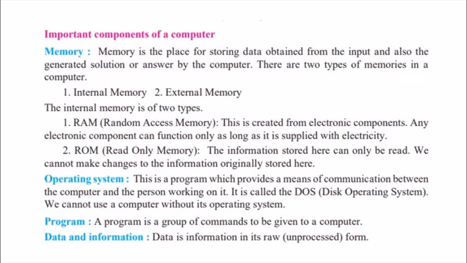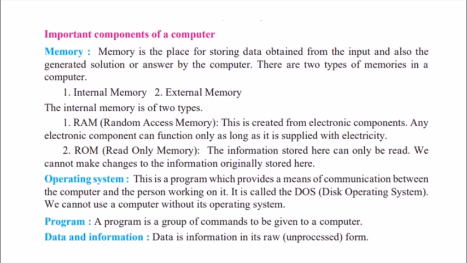Now let us understand some important components of a computer. First is the memory. Memory is a very important part of the computer as it stores the data which is obtained through various means. There are two types of memory, internal memory and external memory. In your phone also, you have two types of memory slots. Internal is the inbuilt memory, and external memory is the memory card, the SD card that we insert into it.